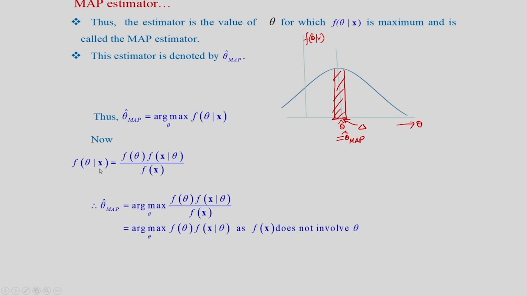Now, f of theta given x is equal to f theta into f of x given theta divided by f x. Therefore, theta hat MAP will be arg max over theta of f theta into f of x given theta divided by f x. Now, this f x does not involve any theta. Therefore, theta hat MAP is arg max over theta of f theta into f of x given theta.